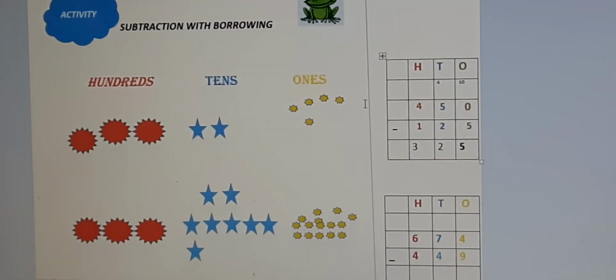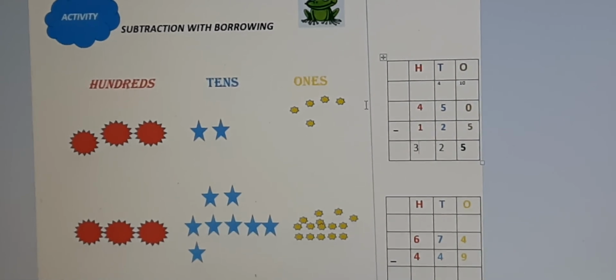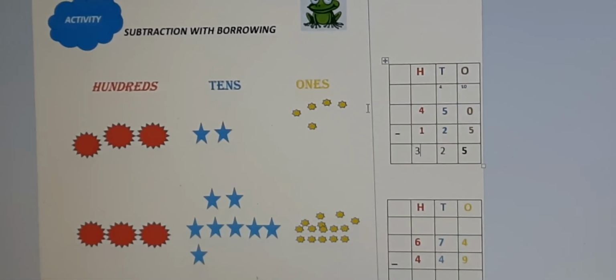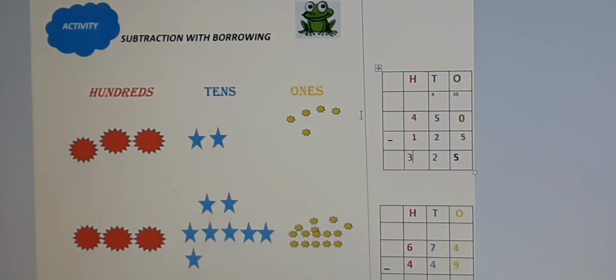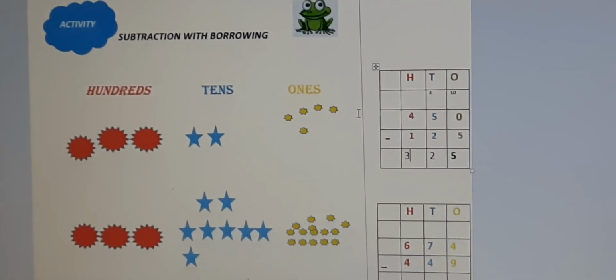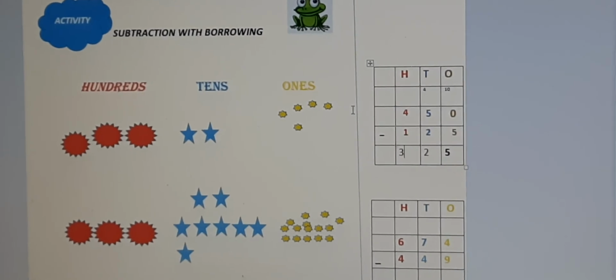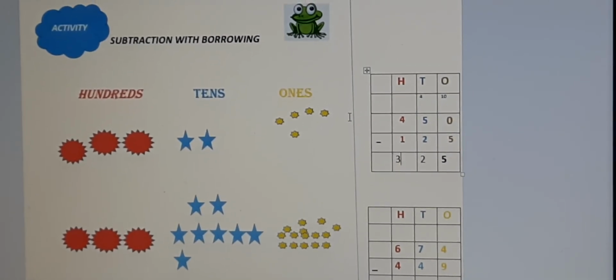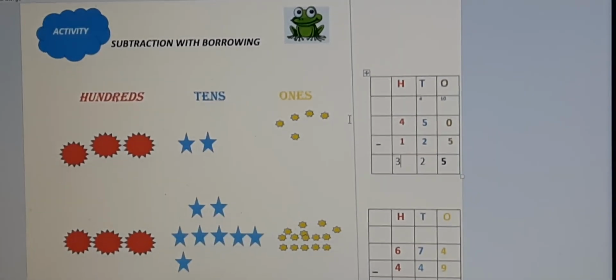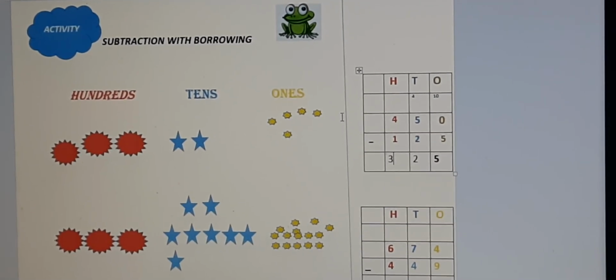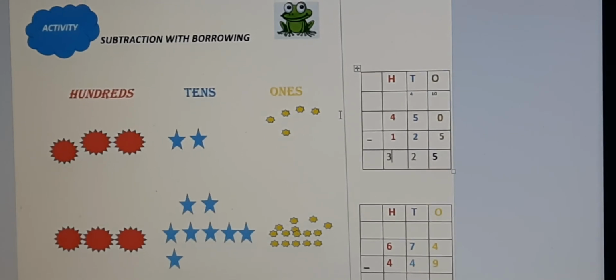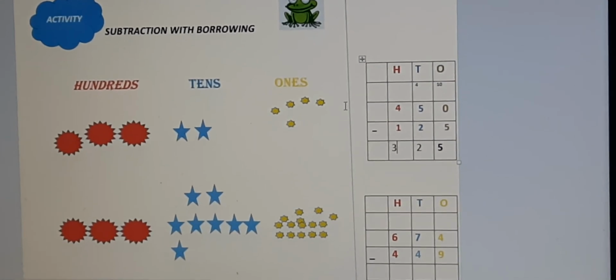But as I told you earlier, Froggy is naughty too. So now he is challenging you to solve the other problem, which is 674 minus 449. So he is challenging you to solve this sum in 4 minutes. So if you solve this sum in 4 minutes, you win the Froggy challenge.